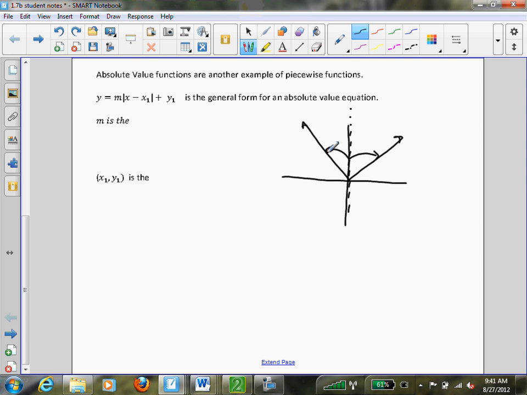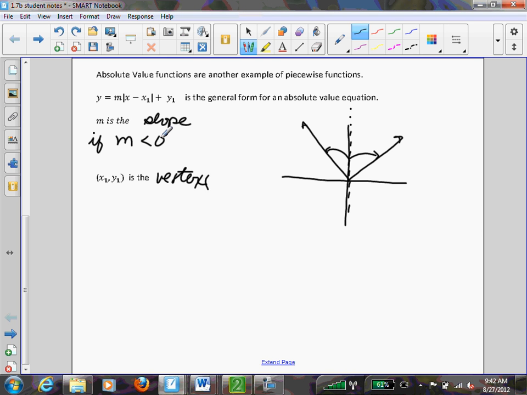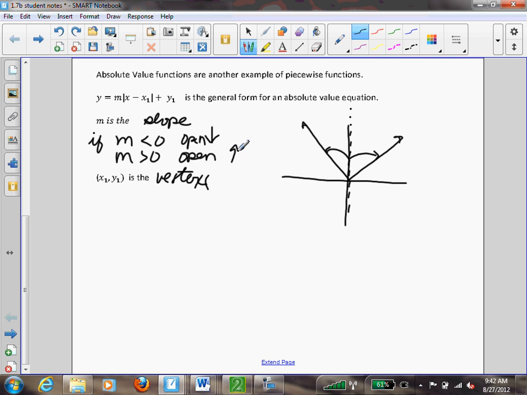So the general formula is this: y equals m times the absolute value of x minus x1, plus y1, where x1, y1 is the vertex, and m is the slope. But you always want to think of m as being positive. Now, if a negative sign exists, then we just recognize that our absolute value function opens down. If m is greater than 0, then we know that our function will open up. Just as in our parabolas. Remember, if you had that negative sign sticking out in front of it, you knew that your parabola was going to open down. Same idea. Okay?